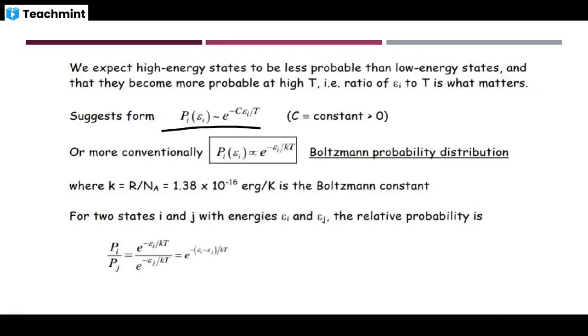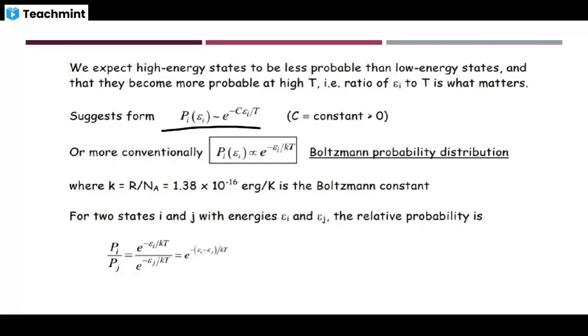Na is a constant. So k is equal to 1.38 times 10 to the power minus 16 erg per Kelvin, or you can write it in joules or like that.